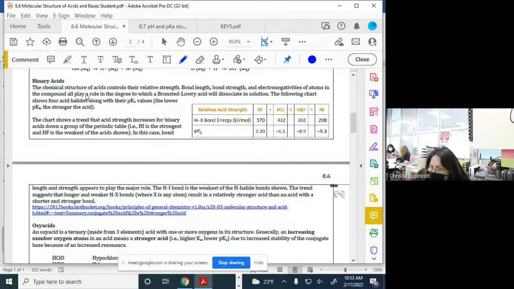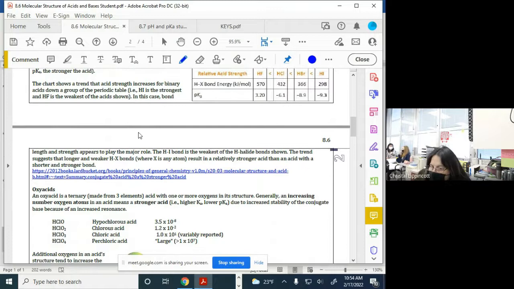Binary acids then, so that's like your HCl, your HF, all of these guys, you can kind of see where their Ka values are down here. So your Ka values would be greater than 1 for these things. And hydrofluoric acid is going to be a weak acid. These are all strong acids. So HI is the strongest, HF is the weakest.